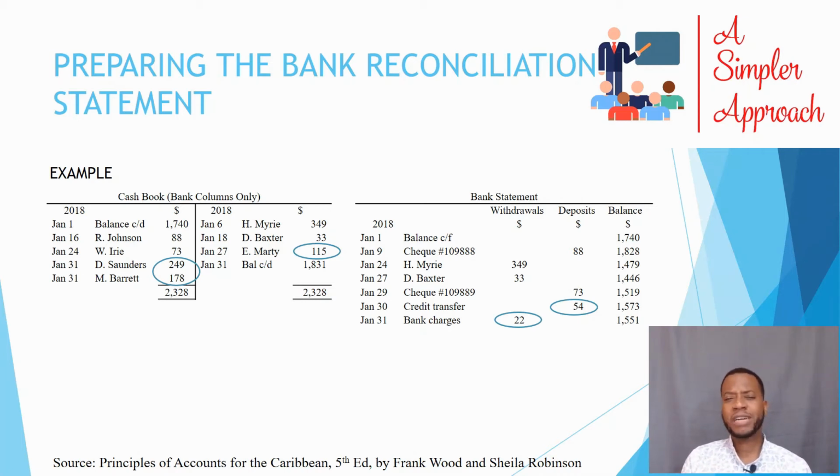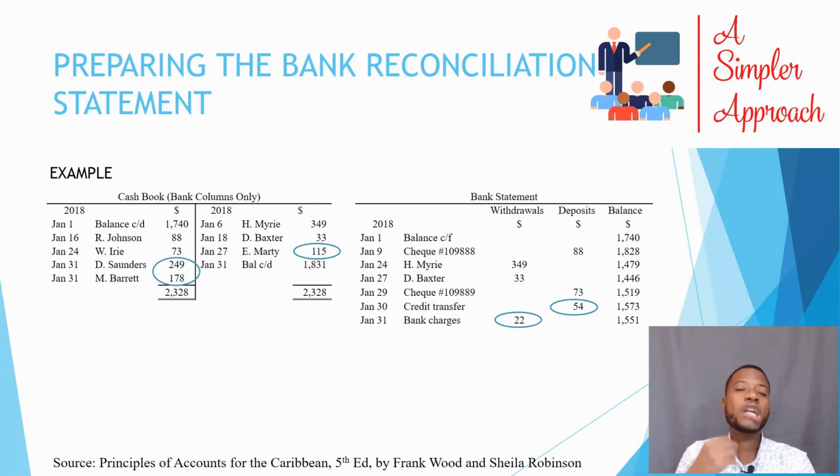Now, credit transfer, bank charges. That's straightforward. But you must identify what the 115 is for E. Marty, and what the 249 for D. Saunders and the 178 for M. Barrett are. Now, where the cash book is concerned, it can either be an unpresented check or a late lodgement.